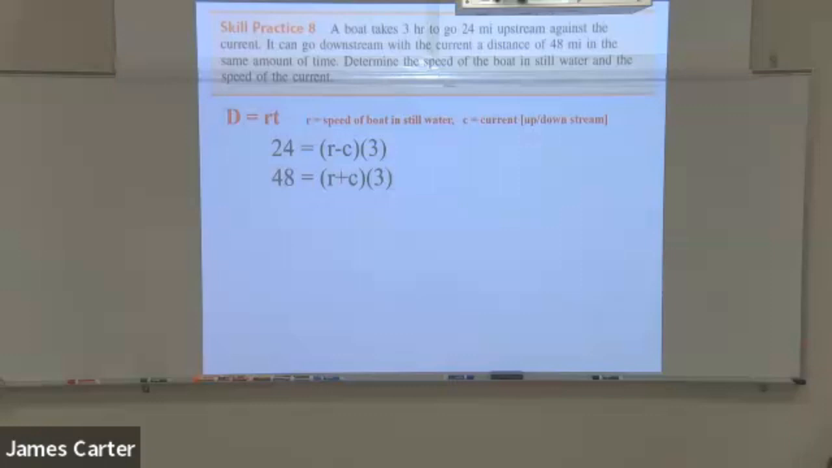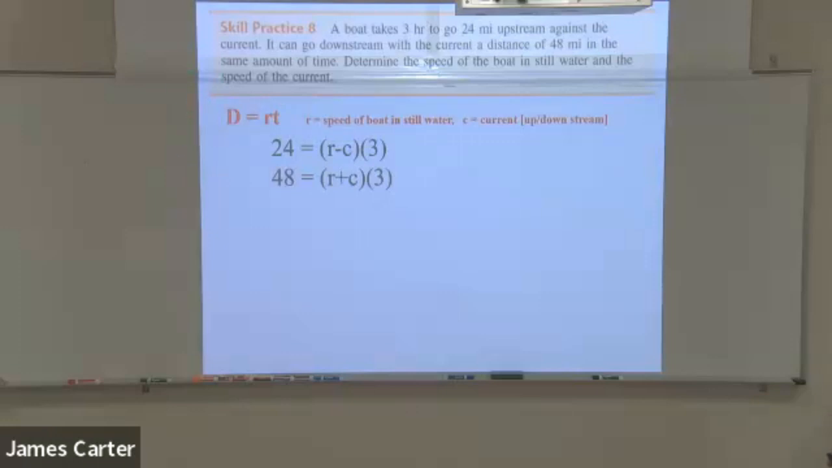Here's another one. Boat takes 3 hours to go 24 miles upstream against the current. Downstream, it can go twice as far in the same amount of time. Wow, that's quite a difference. What is the boat in still water and the speed of the current?